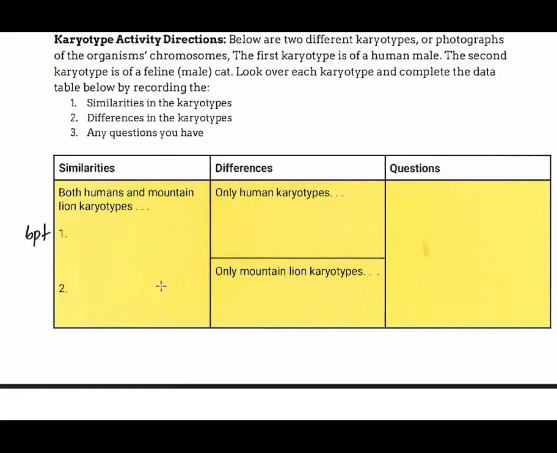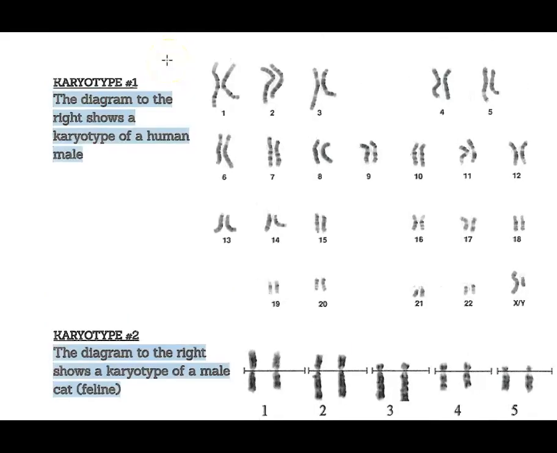We're going to give you about 5 minutes or so to do that because the karyotypes are not difficult to look at. Ms. Gupta will time 5 minutes. Okay, you can work with somebody. You're looking for two similarities, then something only found in humans, then something only found in mountain lions, and any questions you might have. Okay, so you had your 5 minutes.